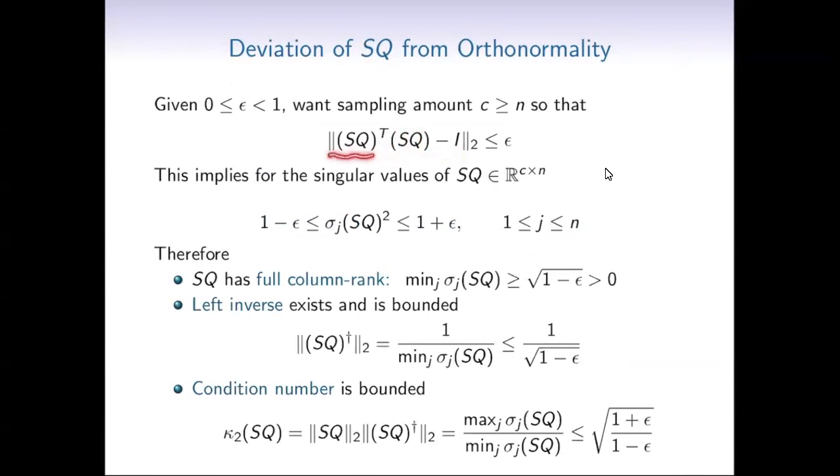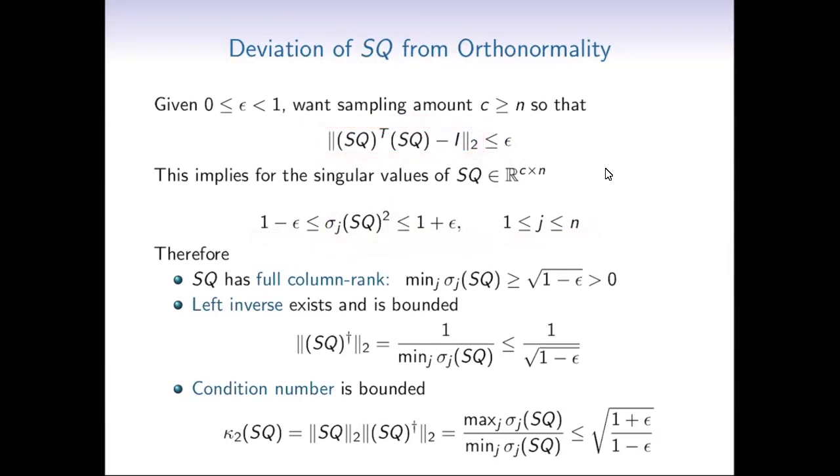However, this is a bound for a matrix, and perturbation theory tells us if this deviation from orthonormality is bounded by epsilon, then simultaneously all singular values squared are bounded by 1 minus epsilon below and 1 plus epsilon above, simultaneously for all singular values. We don't need a union bound. That really saves us. So by trying to bound this deviation from orthonormality, we get bounds on singular values.